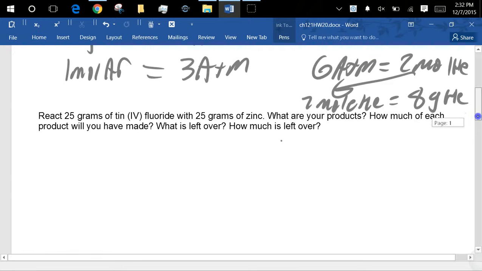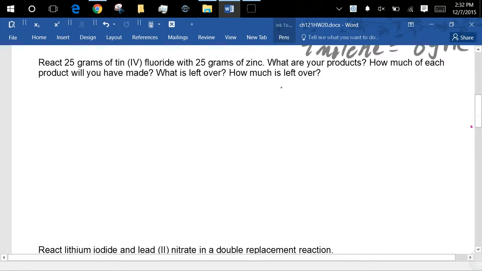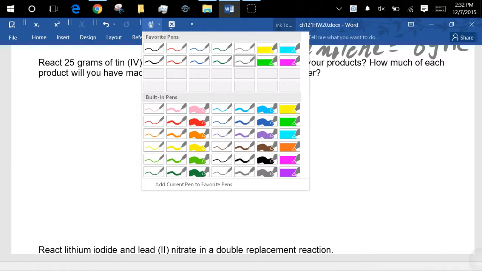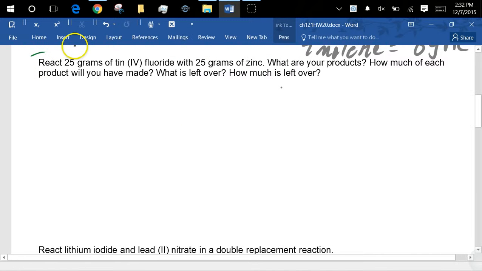All right, so what do we got here? 25 grams of tin reacts with zinc. What are the products? How much, what's left over? How much you got? Okay, one of those. Alright, so is this smaller? That's a little bit smaller. What's the actual reaction?